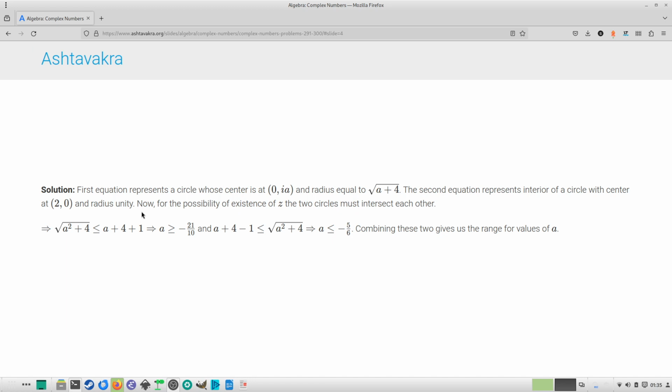Now for the possibility of existence of z, the two circles must intersect each other. So square root of a square plus 4 less than equal to a plus 4 plus 1, that is a greater than equal to minus 21 by 0, and a plus 4 minus 1 less than equal to square root of a square plus 4, that is a less than equal to minus 5 by 6. So you combine this value and this value, you will get the range for a.